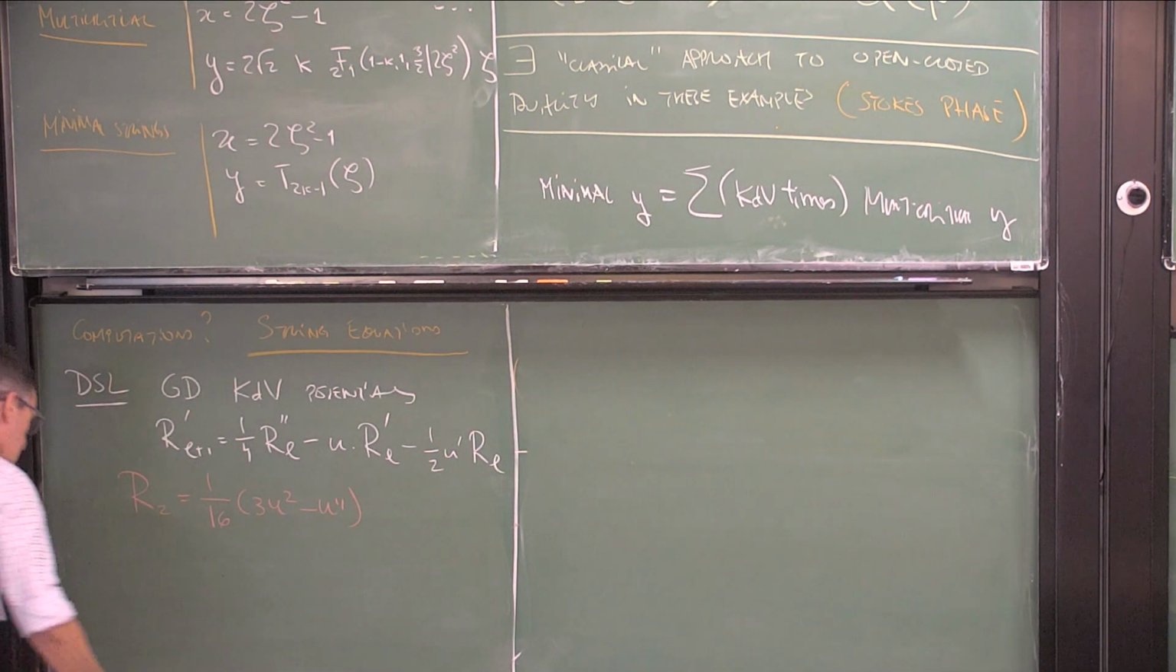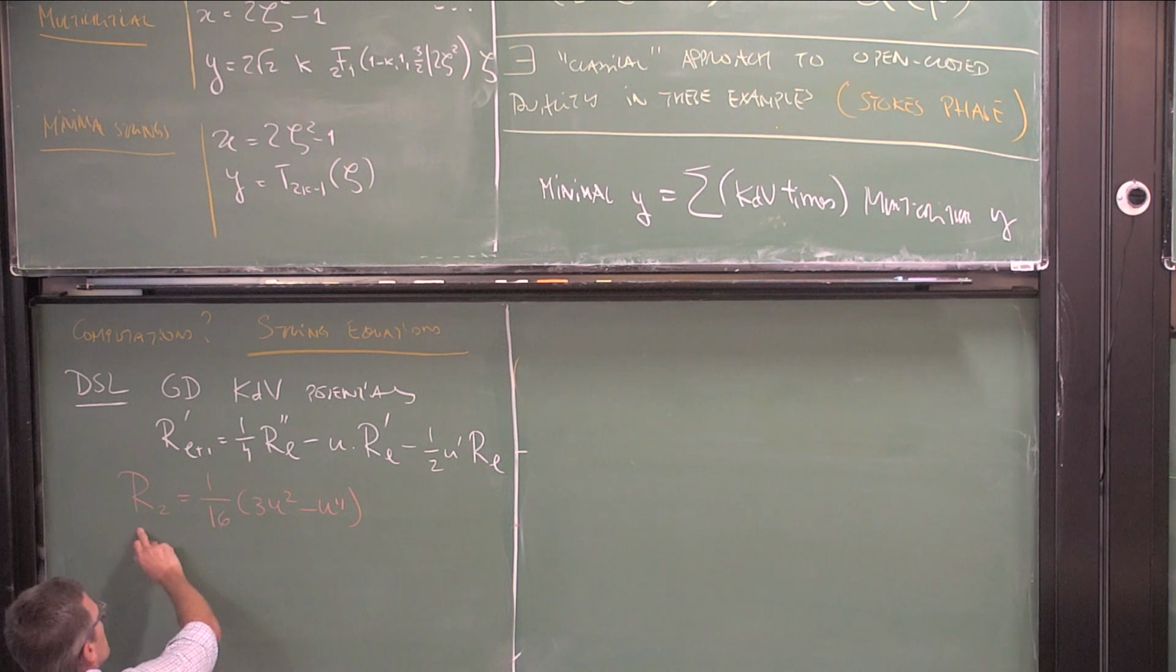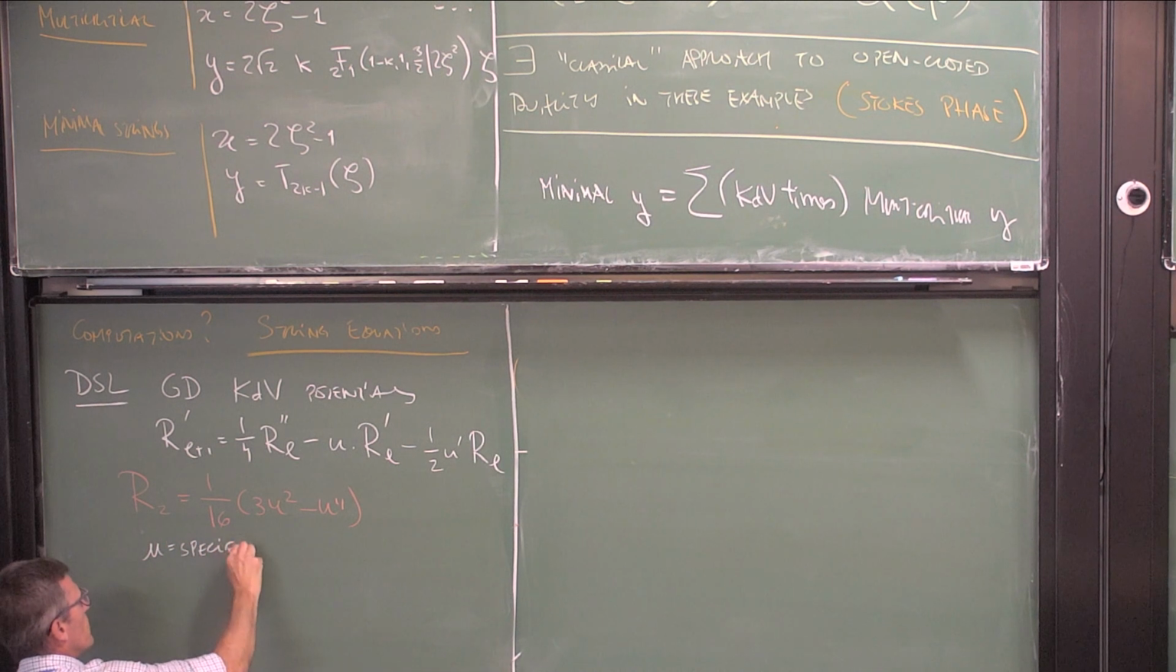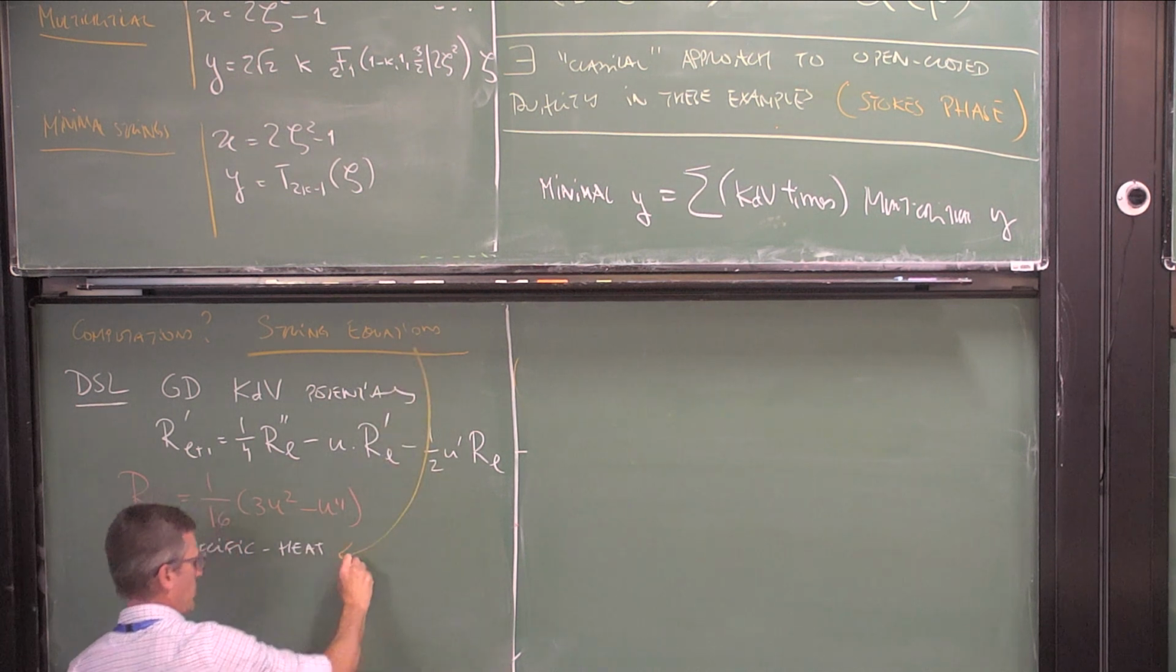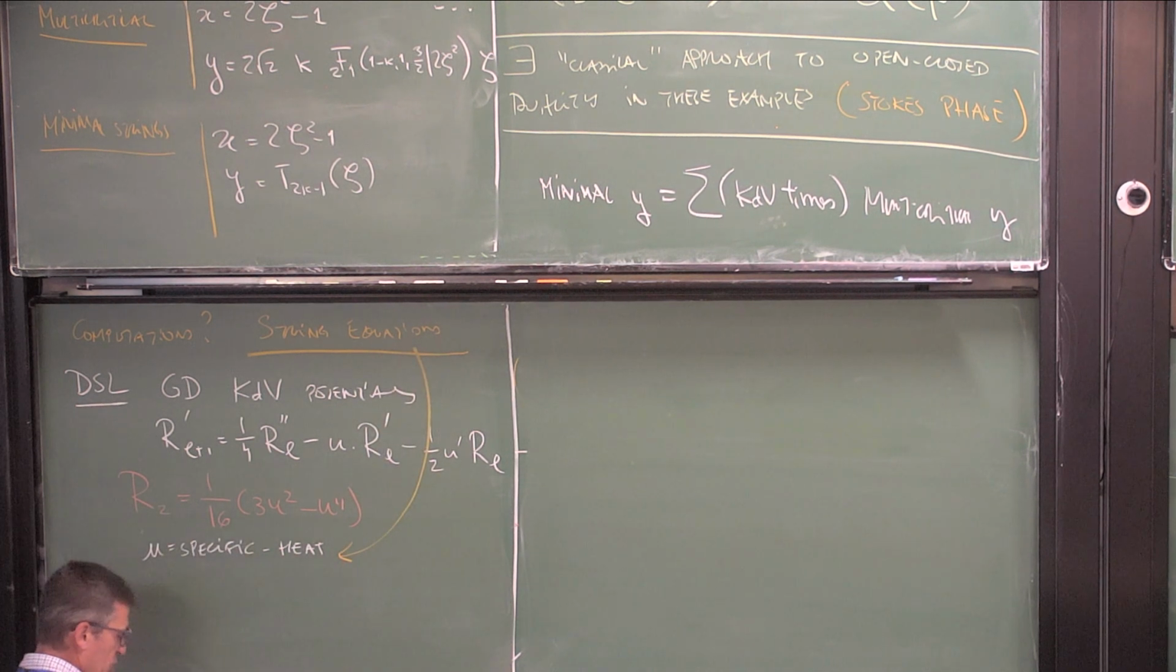Okay, and U, let me just be more specific here. R is the KdV potential. U is what we will call the specific heat, and it's the object for which the string equation is written. So the generic form of the string equation for multicritical models: if I consider the 2k minus 1 multicritical model, then the equation that the specific heat of that system satisfies is this one.